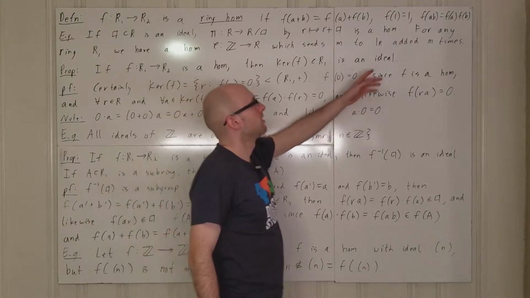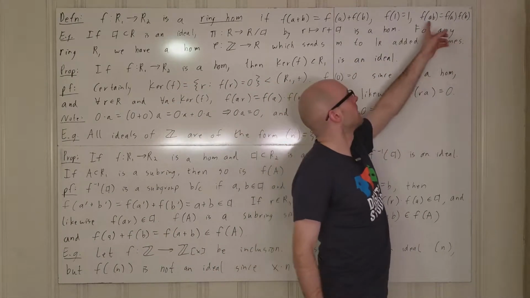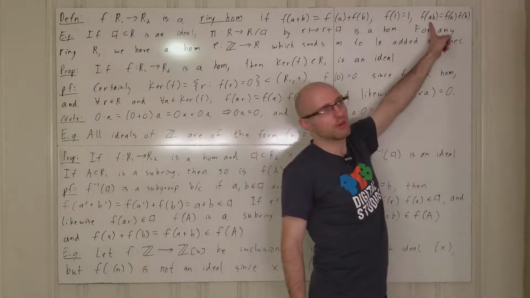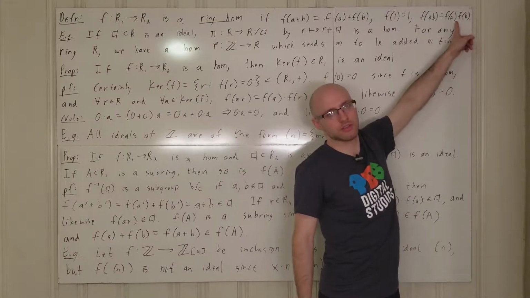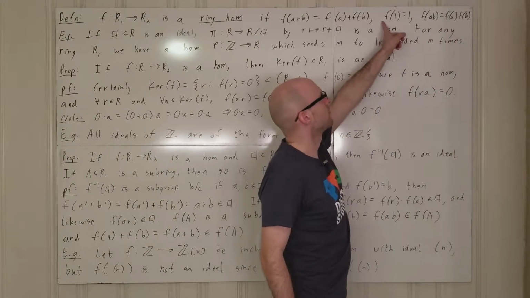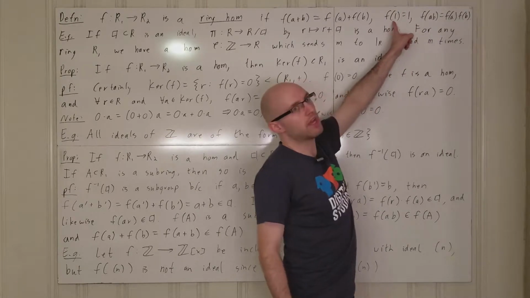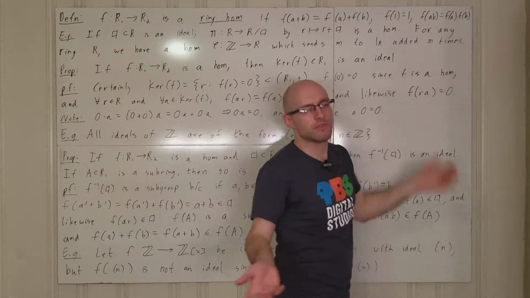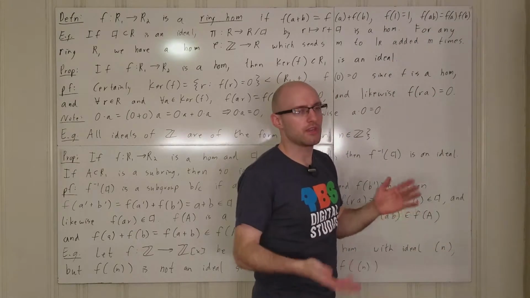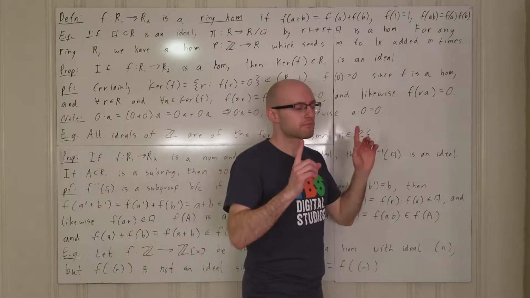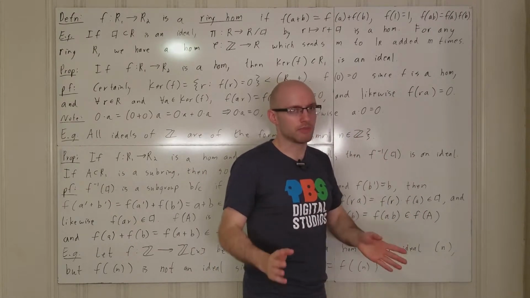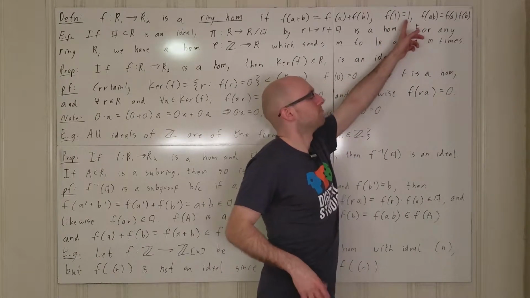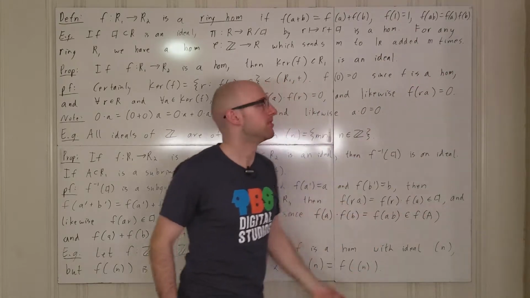Remember, this addition takes place in R1, and this addition takes place in R2. And for multiplication, it's a similar thing. f of A times B equals f of A times f of B. Here, this multiplication takes place in R1, and this multiplication takes place in R2. However, we have this other thing of f of 1 equals 1. Of course, this is the element 1 contained in R1, and this is the element 1 contained in R2. If you have two different rings, their multiplicative identity elements could look different. So this sends the multiplicative identity of R1 to the multiplicative identity of R2.